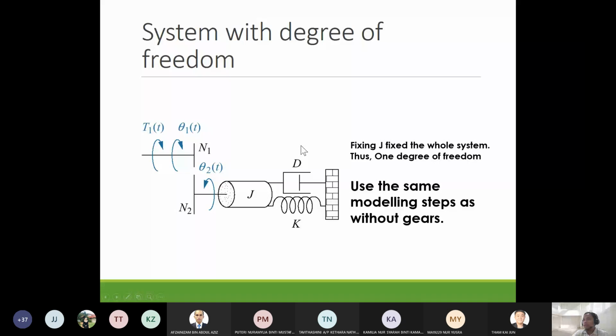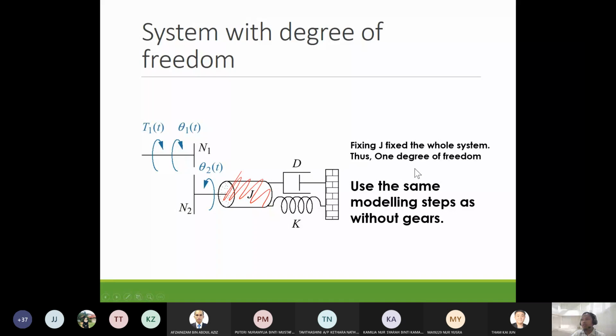If we fix J, let's say we hold this J here, and don't let it move, then the system will be unable to move. Any part of this system will not move, because when you hold J, then gear N2 will be fixed as well. When gear N2 is fixed, then gear N1 cannot move, because they are connected together. So when you fix only J, everything will not move, then the system has only 1 degree of freedom.